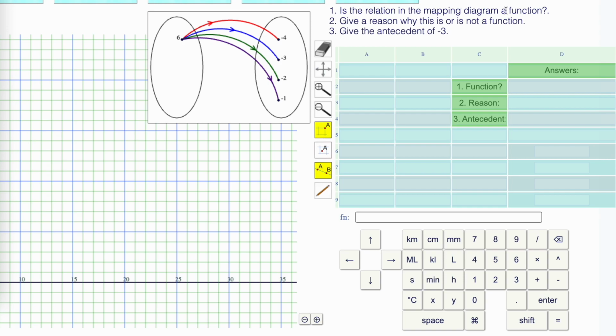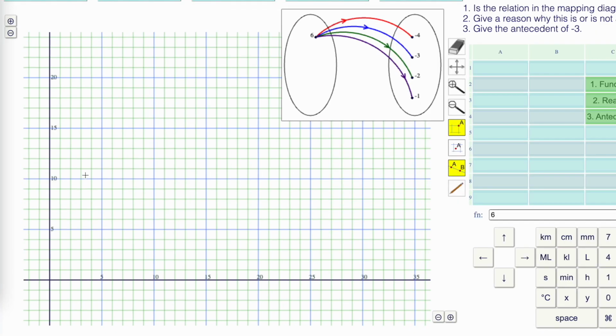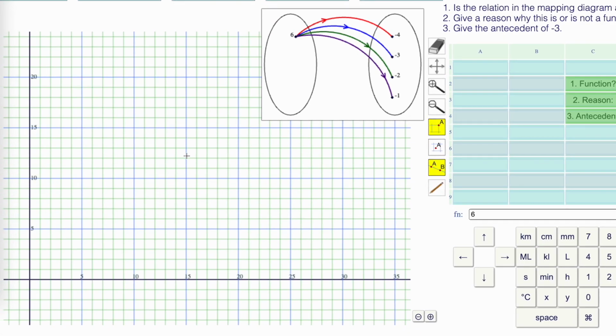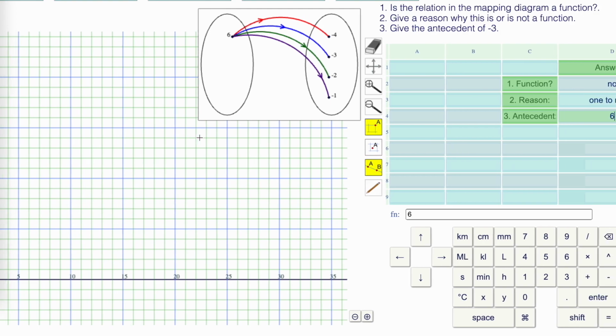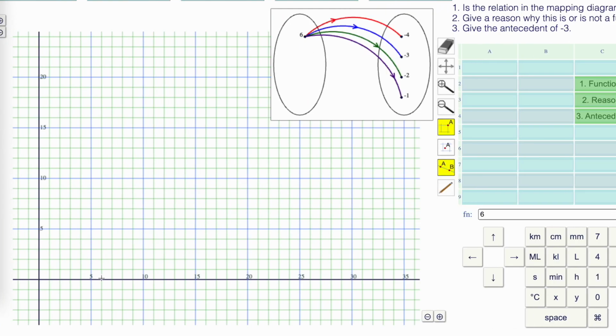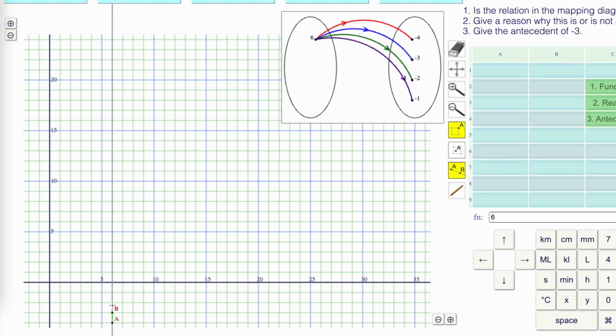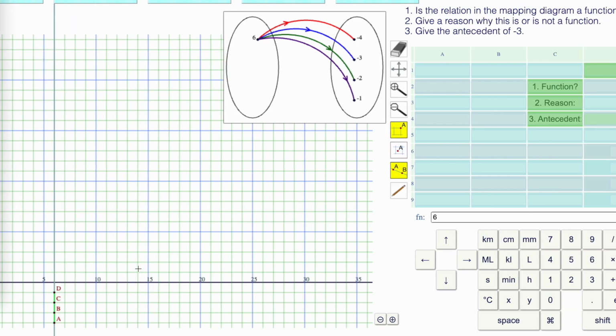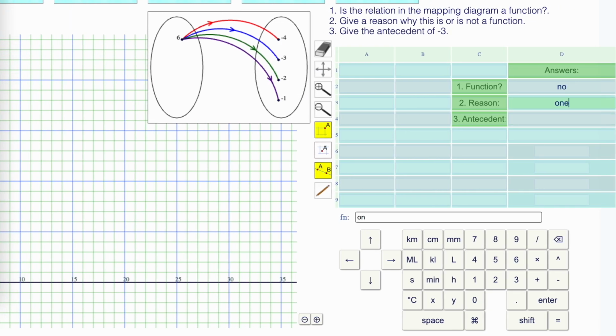Is the relation in the mapping a function or not? This is not a function because it's 1 to many. The antecedent of negative 3 is what comes before negative 3, which is 6. You can graph these things if you like. If you're trying to decide whether it's a function or not, you can always graph it and do the vertical line test. This gives us 6, negative 4 is right there. Then 6, negative 3, 6, negative 2, and 6, negative 1, and it fails the vertical line test, so that's no. The reason it is one to many, the antecedent of negative 3, what comes before negative 3 is 6.